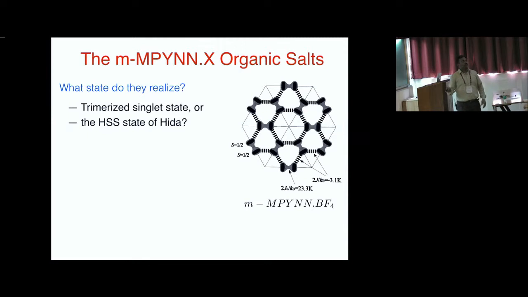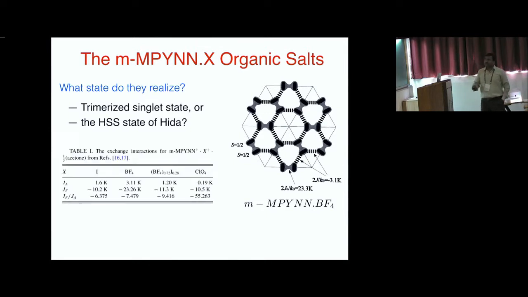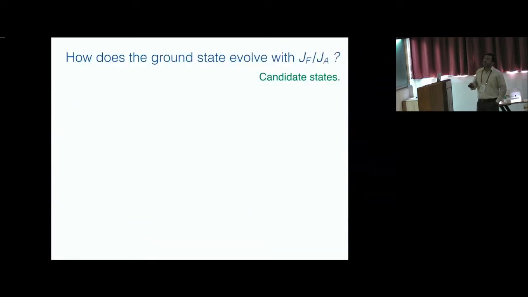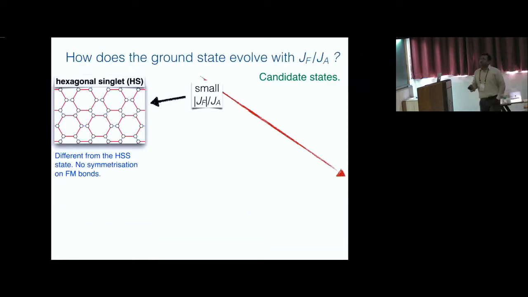Or indeed, do they show some kind of trimerized singlet state, as we now reasonably confidently understand for the spin-1 Kagome? In fact, my student did some survey of all the materials which fall in this category, and there are different ratios of JF by J that are available. So it's very reasonable to ask, how does the ground state of the Hida model evolve as a function of JF by J, and where do these materials fall in this evolution? So let us argue qualitatively the possible candidate states.